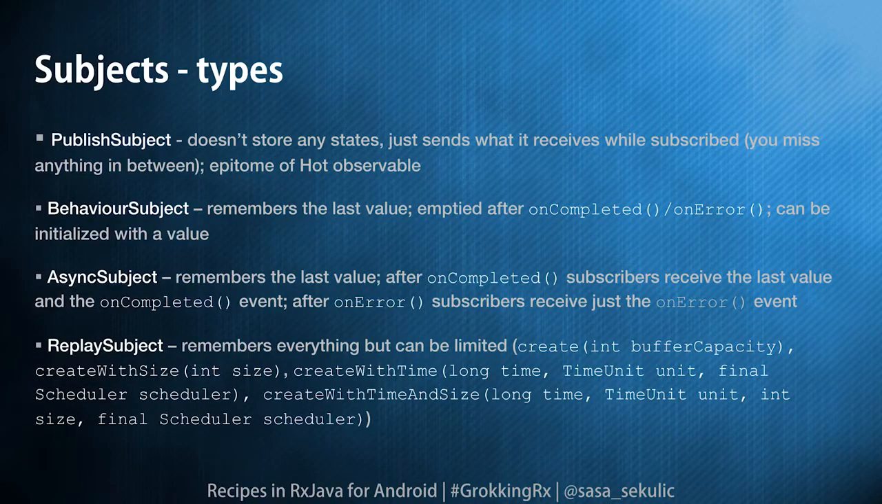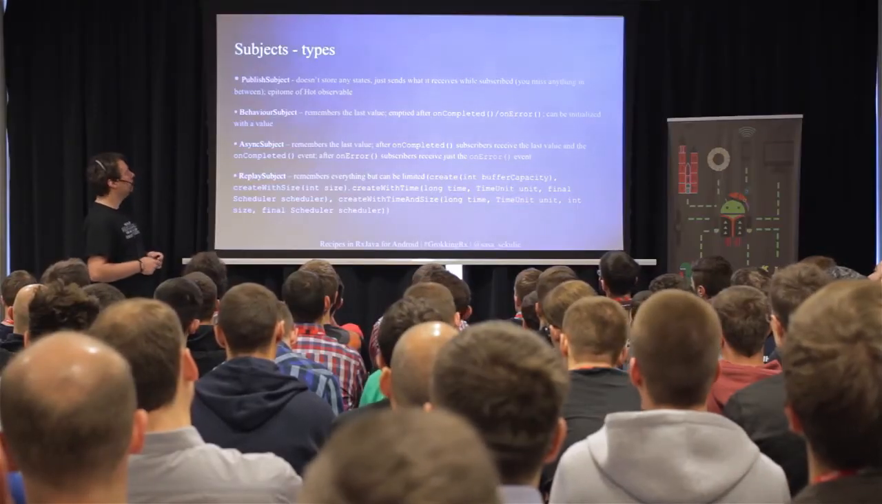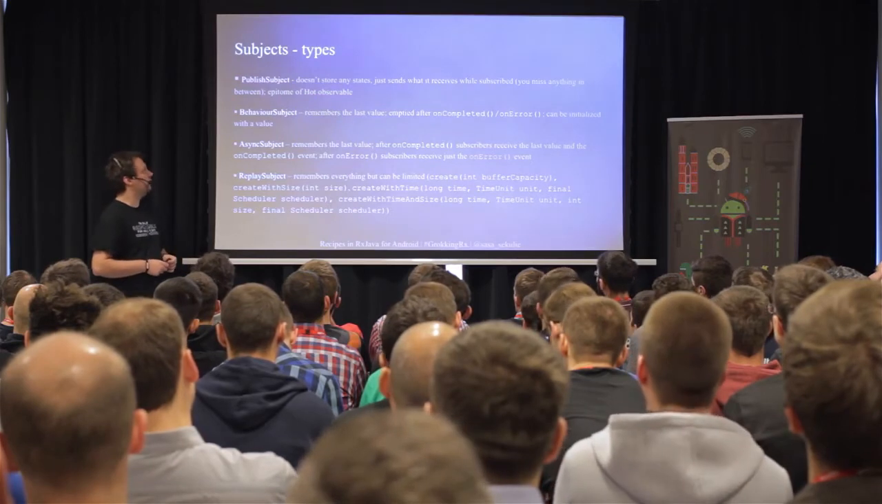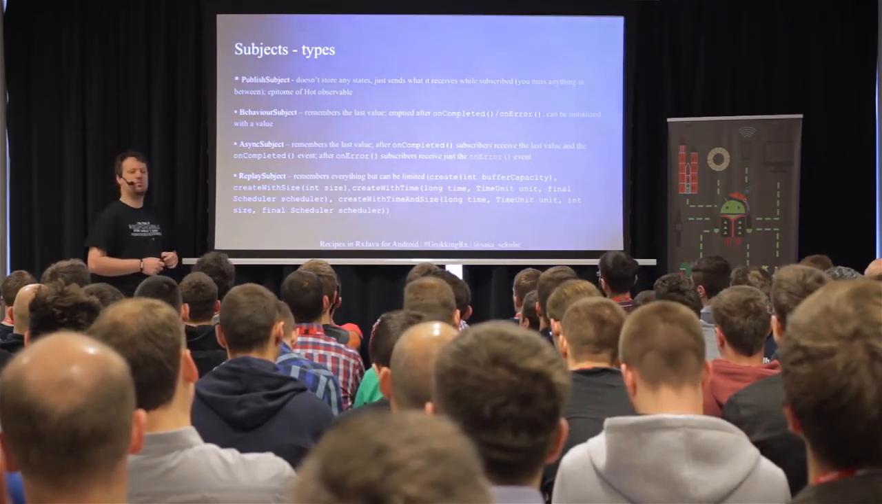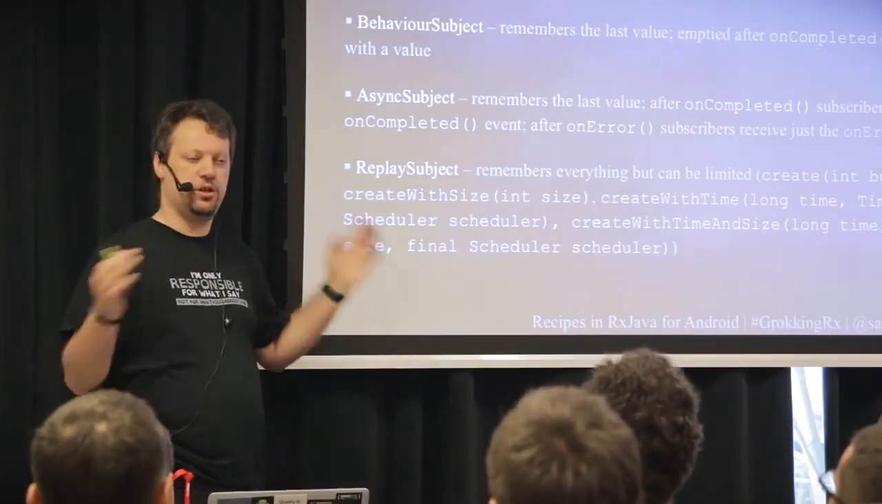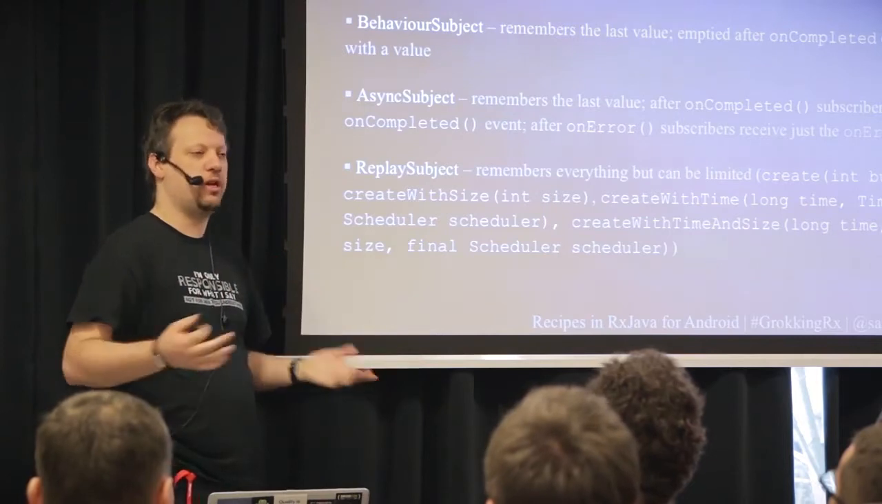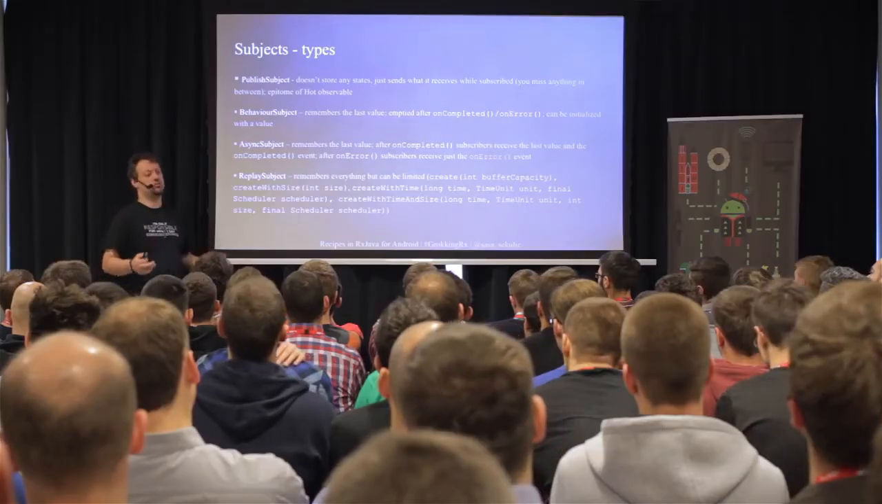So subject is just an interface, and you have 4 implementations of subjects. The first one and the simplest one is the publish subject. This is like the basic hot observable. It's like you're listening to the radio. If you missed a song on the radio, it's gone and that's it. You cannot access that value anymore. It emits the values; who's there is there, who isn't isn't.